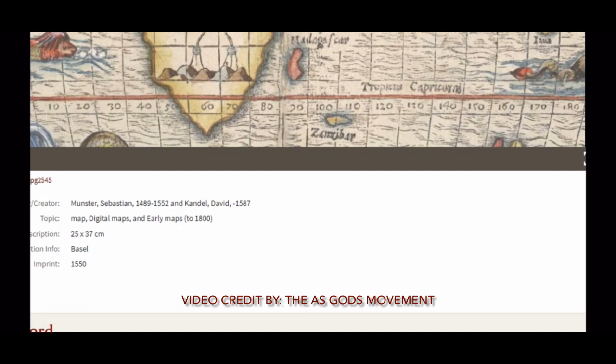And by the way, this guy's name is Sebastian Munster, or Munster Sebastian. He drew this map. He and David Kendall, or Kendall David, they drew this map between 1489 and 1552. Well, I guess that's their birth and death. So just look at the timelines. This map was imprinted in 1550.